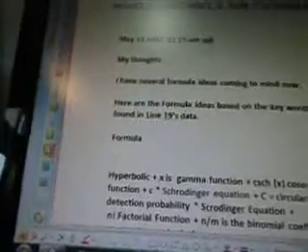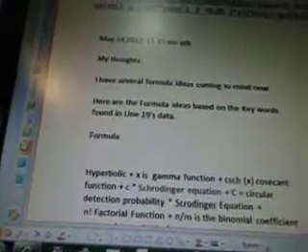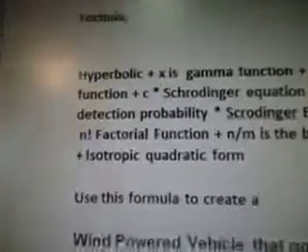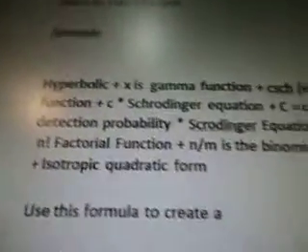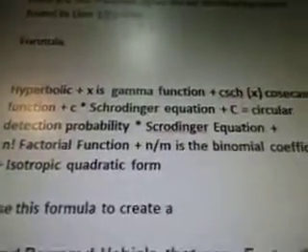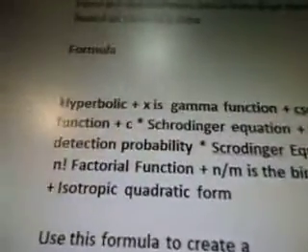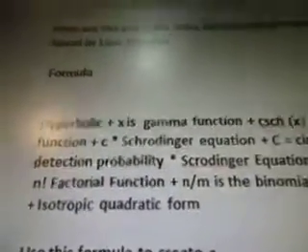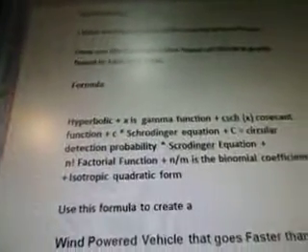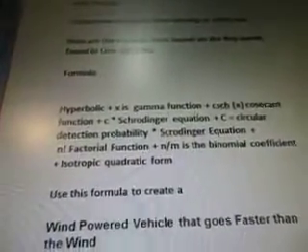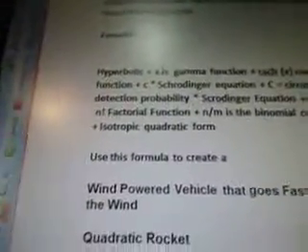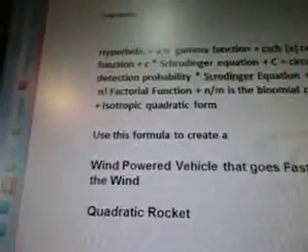May 14th, my thoughts. I have several formula ideas coming to mind now. Here are the formula ideas based on the keywords found in line 19's data. For the formula, you want to take hyperbolic plus x is gamma function plus chx cosecant function plus c times Schrödinger equation plus c equals circular detection probability times Schrödinger equation plus n factorial function plus n divided by m is the binomial coefficient plus isotropic quadratic form. So those are all the keywords.